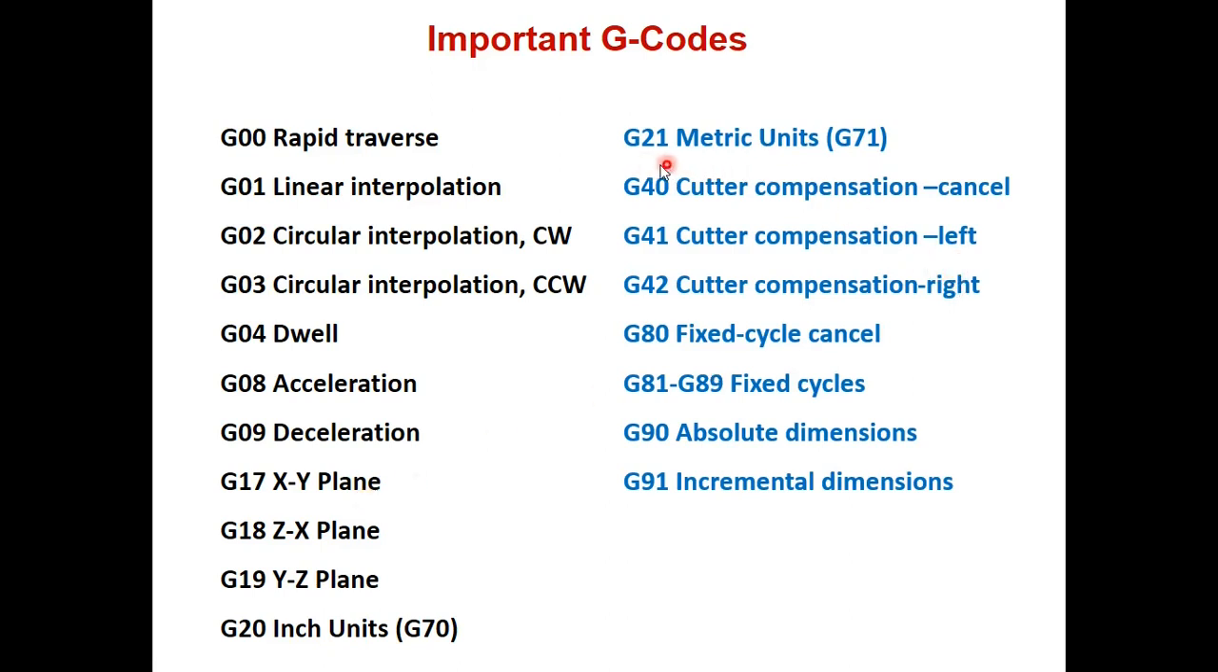You can see here G21 is the metric unit, and now it is moved to G71. If you have to give cutter compensation, we have to use either G41 or G42, depending upon which side we are doing the machining. And if you have to cancel any cutter compensation already given by any program when you start a new program, it is G40. Another important one is absolute dimensioning and incremental dimensioning, which we already saw in session 2.